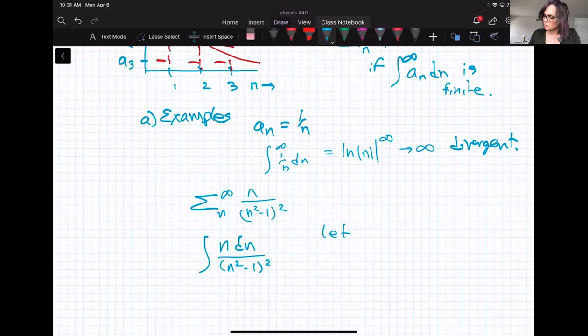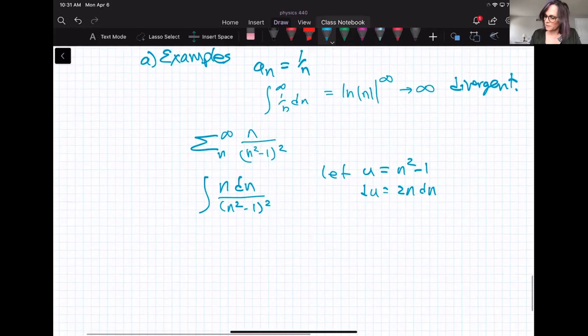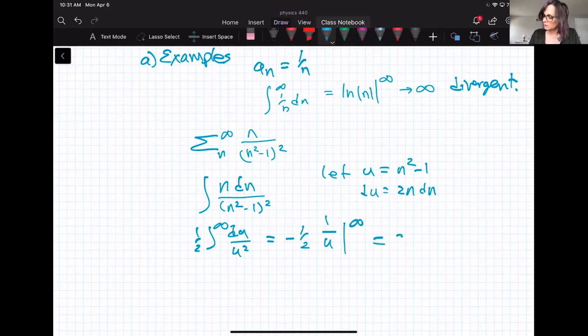We let u be equal to n squared minus 1. du is equal to 2n dn. And that means that 1/2 the integral to infinity of du over u squared equals minus 1/2 times 1 over u, evaluated at infinity. And since that's a finite number, it's fine if it's 0. That means that this is a convergent series.